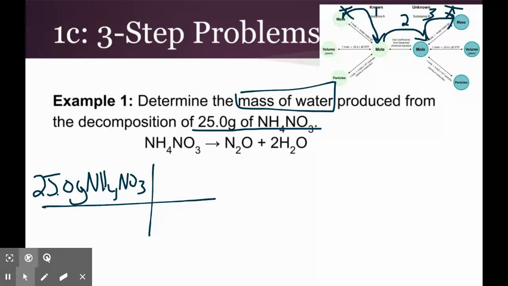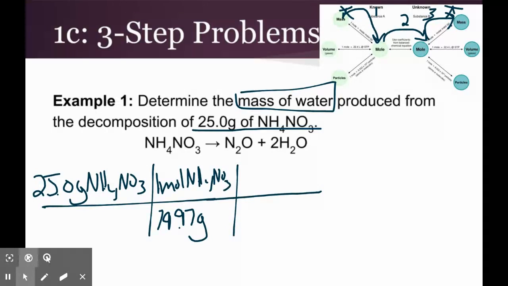So first step is to go from mass to moles. We need the molar mass of NH4NO3, and it is 79.97 grams in 1 mole. Alright, now we're at moles of NH4NO3, and we want to go to moles of water. So we use the mole ratio from the equation. So there's 1 mole of NH4NO3 to 2 moles of water.